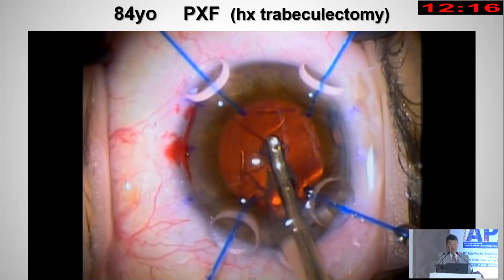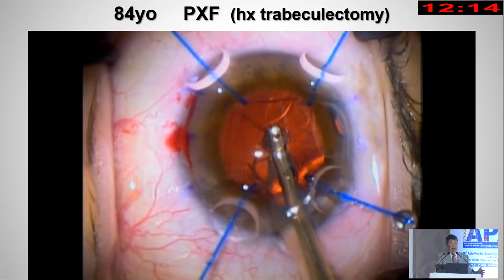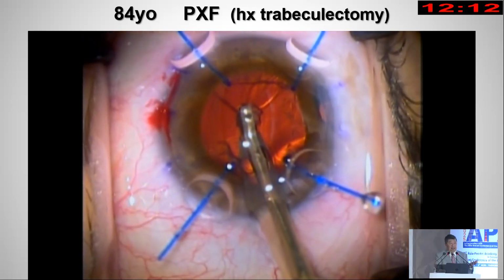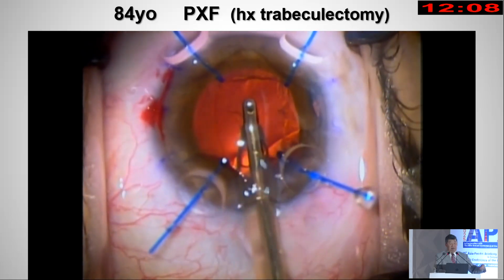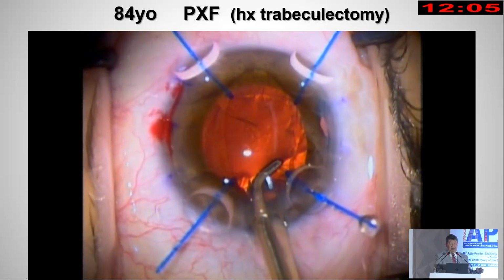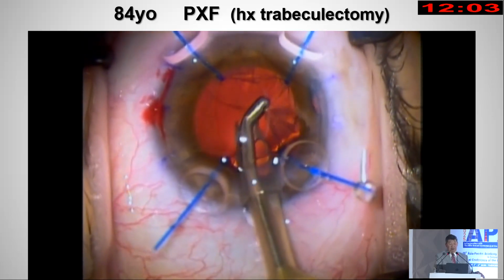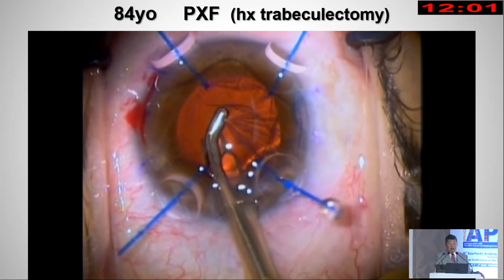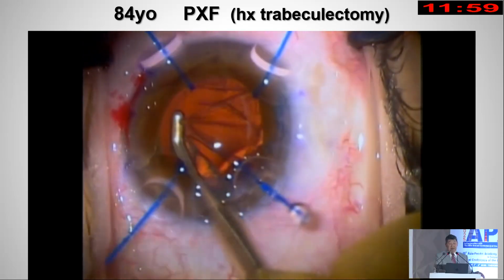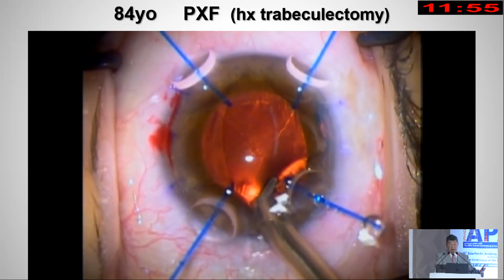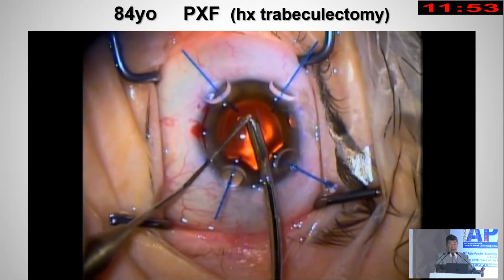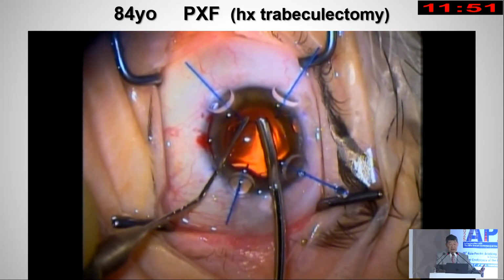Here, the capsule isn't taut, so it doesn't want to separate from the cortex. I'm missing the zonular counterfixation that holds the capsule still as I try to gently strip the cortex away. What I would do nowadays is put in the dispersive viscoelastic to put the posterior capsule in stretch, but here I'm just doing it very carefully, and then I'm going to put in my CTR.